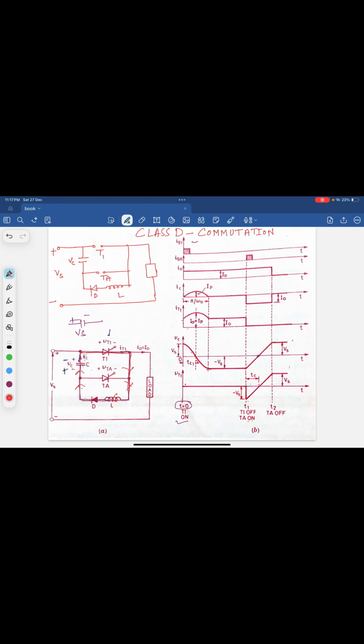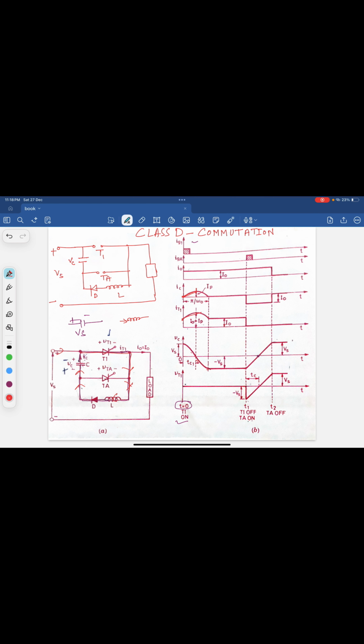You can see it rises here to the maximum value. But what happened? It rises very slowly. Why? Because of the inductor. This inductor has a property that it does not allow sudden change in the current. So what happened to this inductor? It rises slowly.